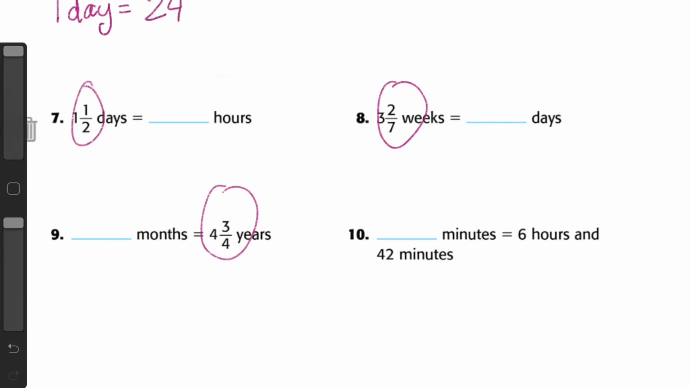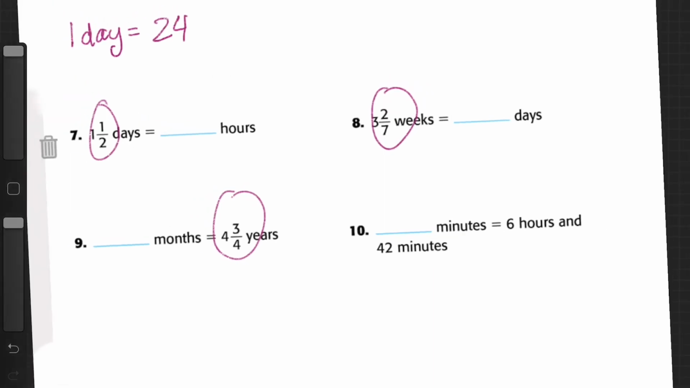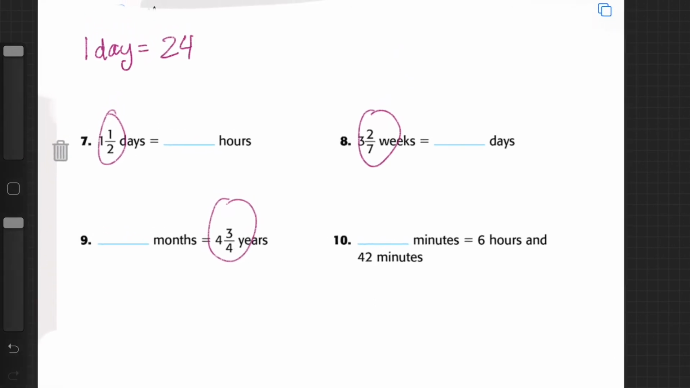So I've already figured out the first part of this one. That part is done. Okay? Pretend like the one's not there now. I've already figured out 24. Now I gotta take a half a day. So if 24 is a full day, cut 24 in half, that'll be our half a day. So 24 cut in half is 12. So 1 day plus my half a day is going to be 36 hours.